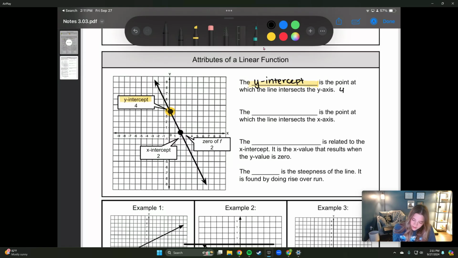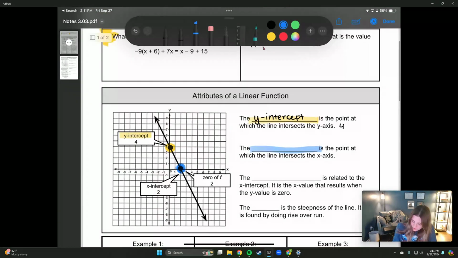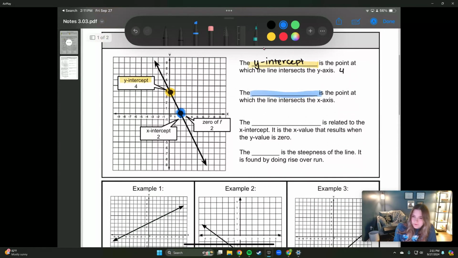Okay. It says, I'm going to use a different color, the blank is the point at which the line intersects on the x-axis. Remember, this is your x-axis, okay? So, let's go and find that. It's right here. And what do we call that? Well, look, there's two different names here. We can call it the x-intercept, right? So the x-intercept is where it crosses on the x-axis.